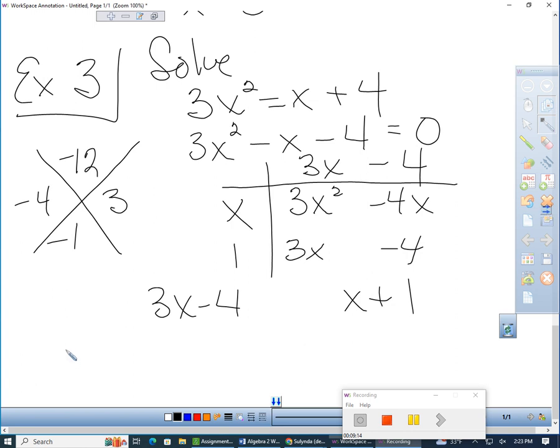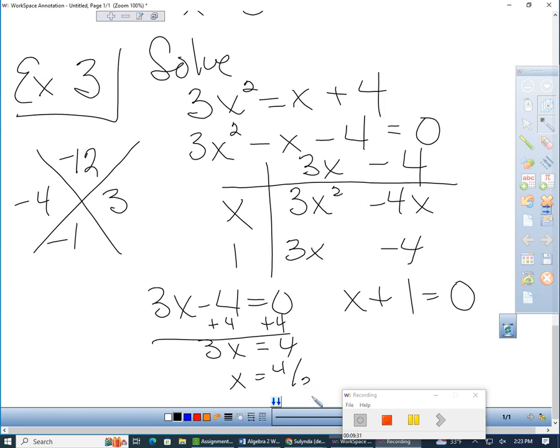And now I set those factors equal to 0 and solve. So this first one, I'm going to add 4 over. So I get 3x equals 4. Divide both sides by 3, and x equals 4/3. Here, I'm going to subtract 1 from both sides, and x equals negative 1. Okay? So that's all I'm asking you to do for the first 8. Set it equal to 0, factor it, set the factors equal to 0, and solve them.